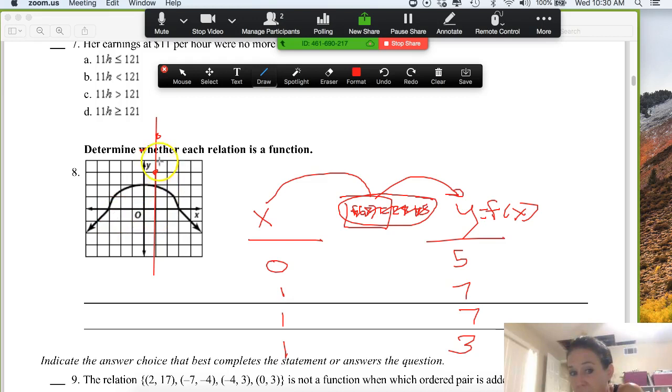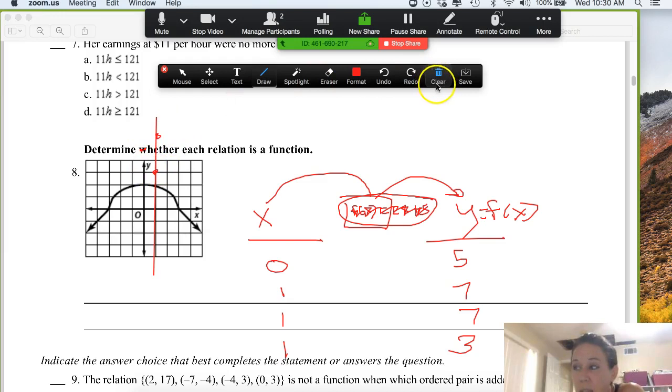I can't have an x value and get out 3, and then in that same x value get out 7. That's why the vertical line test works, because it tells me if I have the same x value with 2 different y values. So it gave me out 2 different answers.